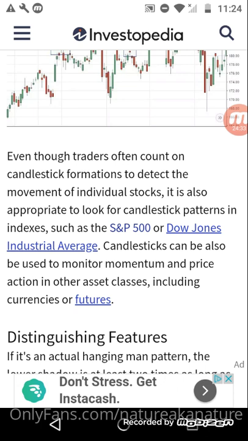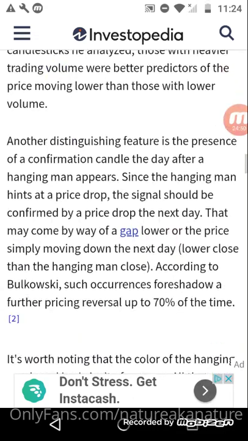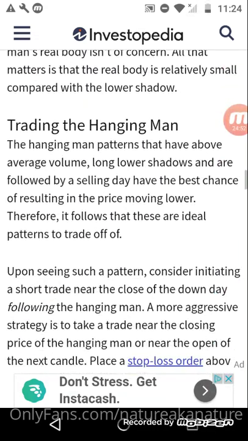It forms during the uptrend. Trading a hanging man pattern that has above-average volume, long lower shadows, and is followed by a selling day is an indication. It's a reversal pattern that forms during the uptrend that signals that a downtrend is coming.